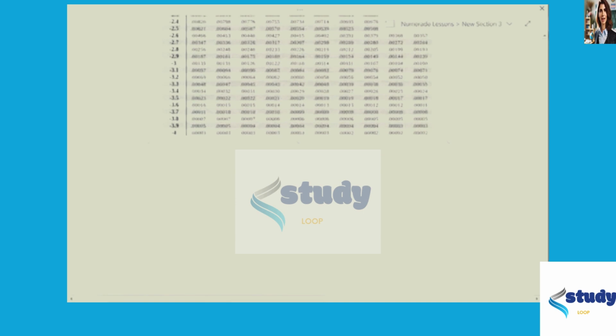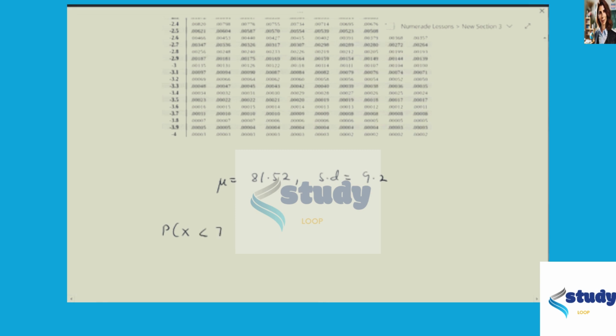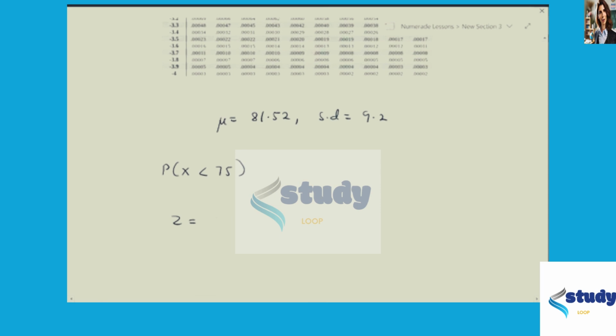In this lesson, we have the mean score as 81.52 and the standard deviation as 9.2. So we are looking for the probability of a score that is less than 75. So what we'll do is that we'll find the z-value of that.